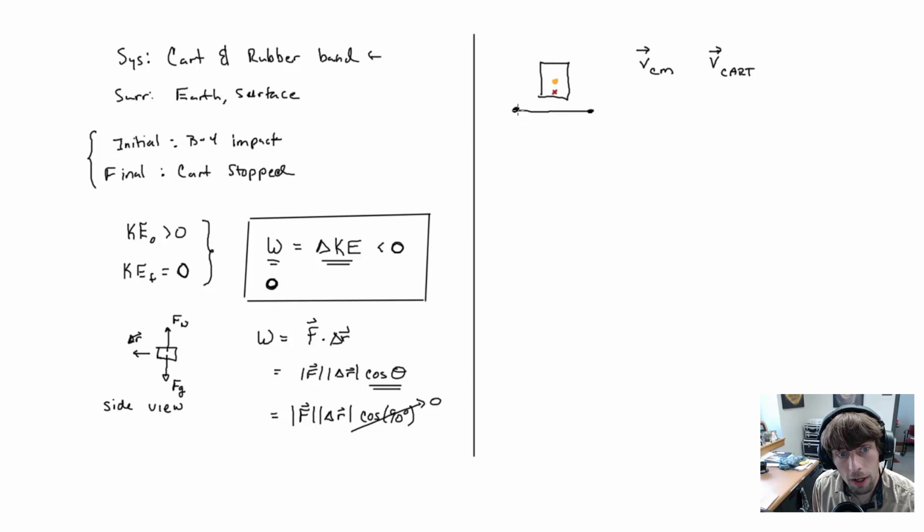Well, the velocity of the center of mass depends not only on the cart, but also the rubber band. And if you will, it's almost like an average. We'll go into that later, save it for rotational motion. What I will say here is that because the rubber band is stationary and the cart is moving, the velocity of the center of mass is going to be less than that of the cart.